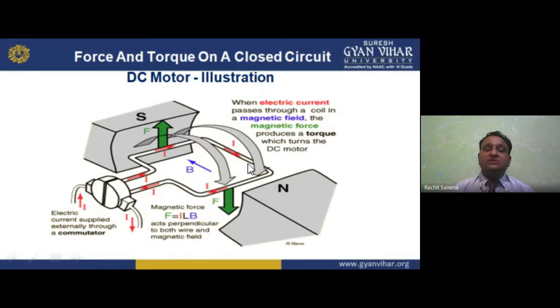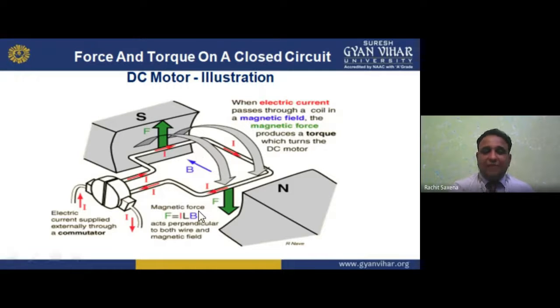Turns the DC motor means the rotor of the DC motor. Now see, it rotates like this. One thing is there: if there is no additional torque or additional force applied, it always follows the left hand rule. It always starts anti-clockwise, rotating anti-clockwise, not in the clockwise direction. So it rotates in the anti-clockwise direction, my dear student.